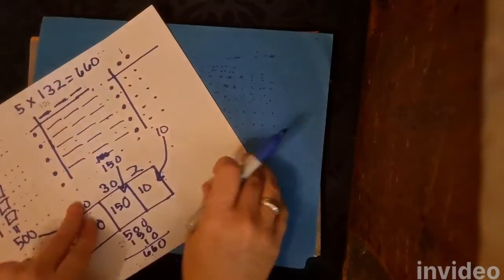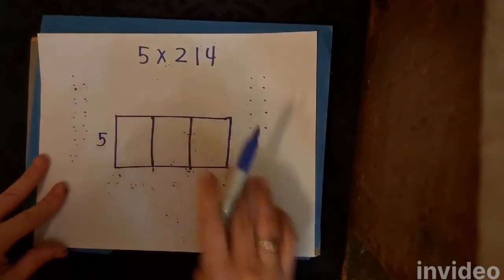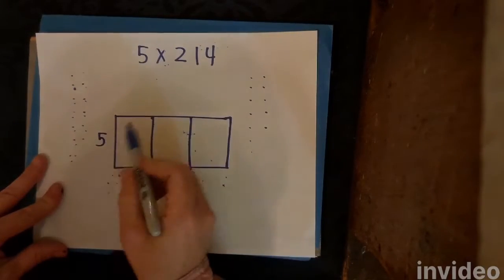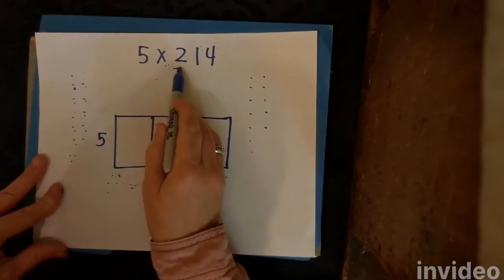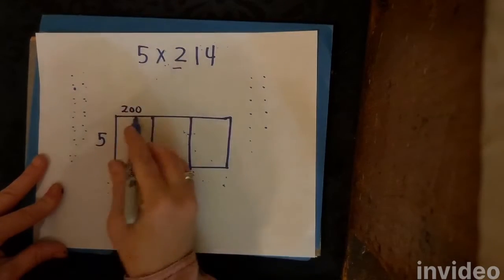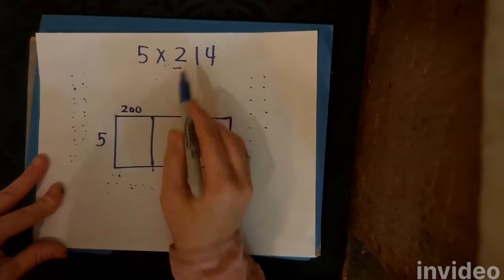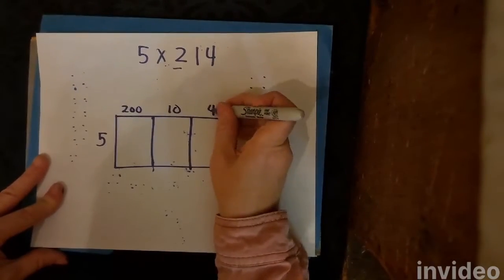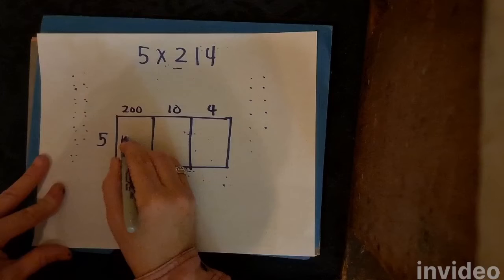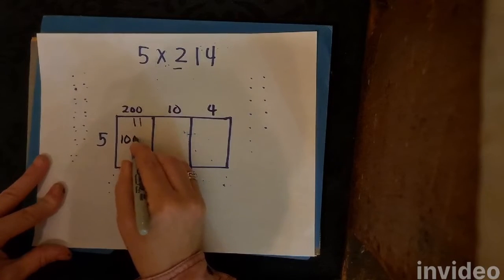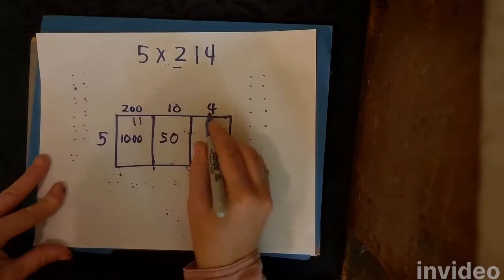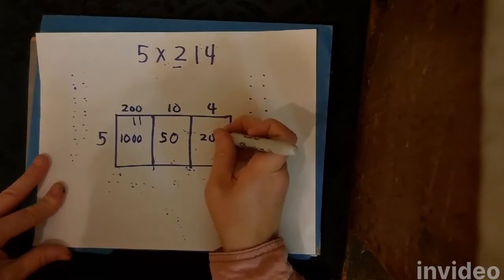All right, we have one more worksheet. Let's make sure I didn't make it too messy. Oh, we'll find out. Okay, so this time we're just going to do the box method. 5 times 214. So above this, I'm going to break up this number: 200, and 14, which I'll break into 10 and 4. So 5 times 200, 5 times 10, and then 5 times 4. 5 times 2 is 10, bring down my 2 zeros. 5 times 1 is 5, bring down my 0. 5 times 4 is 20, no 0 to bring down.